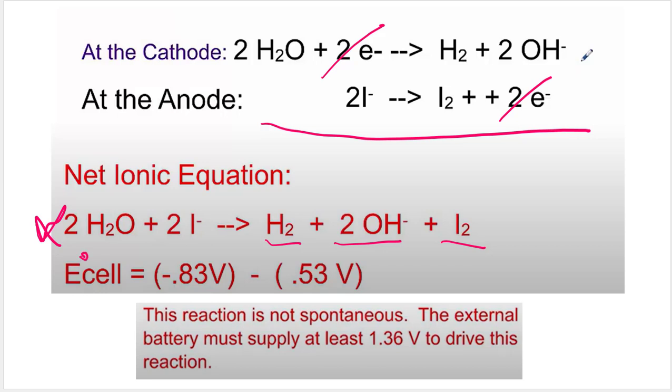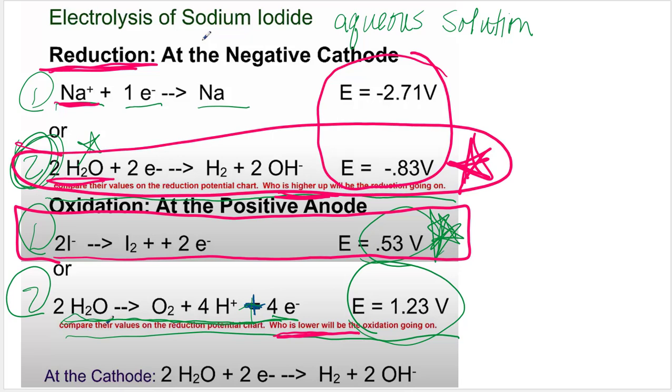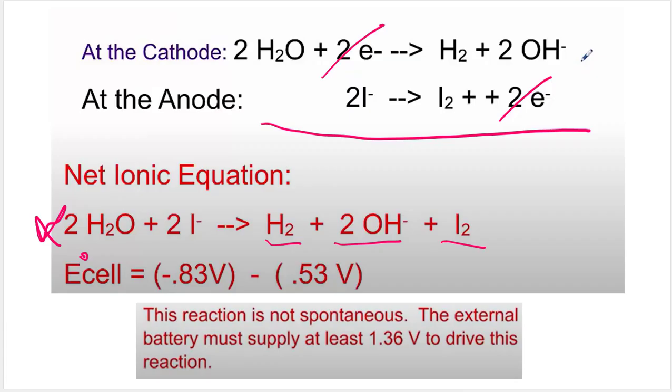And then once we simplified, of course, remember we don't include our electrons in the net ionic equation, we were able to find the standard E cell, taking the cathode minus the anode, so negative 0.83 minus 0.53. And again, those values came from up here. We decided that our cathode was this negative 0.83 and our anode was our 0.53. And when we do this, we get an E cell value of negative 1.36 volts. And that makes sense that it's a negative value because the reaction is not spontaneous. The external battery must supply at least 1.36 volts to drive this reaction to happen.